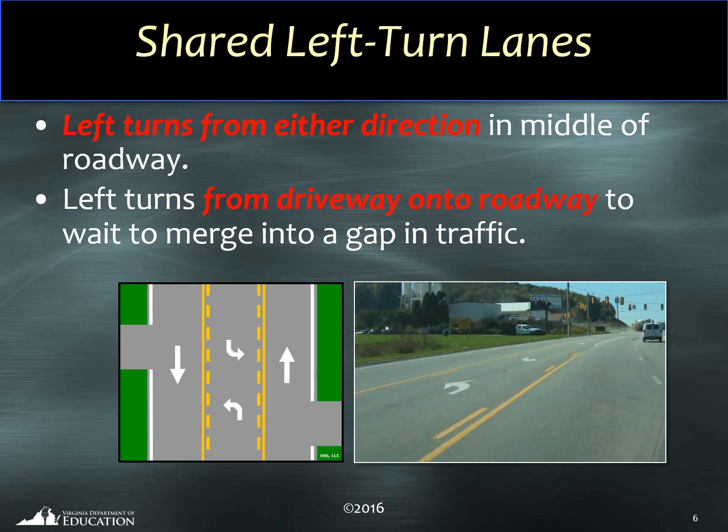Okay, shared left turn lanes. Okay, this is where it gets a little confusing, because a shared left turn means left turns from either direction can use the middle to both turn left. As you can see in the bottom left picture, if you're in this lane where I just drew my arrow, you're going this way. You can cross this solid yellow line to enter this area here, and then use the broken yellow line to make your left turn.